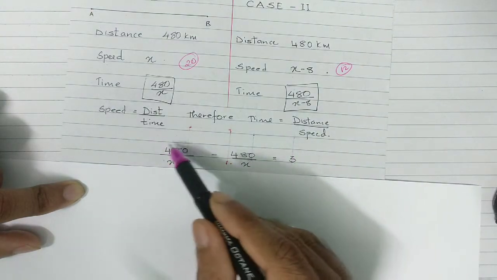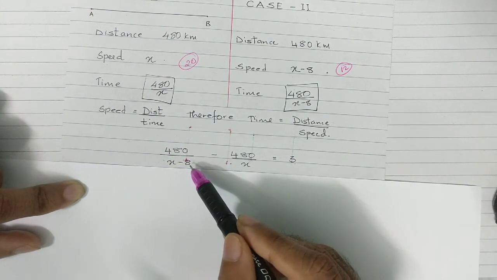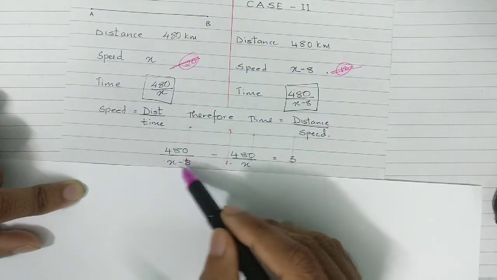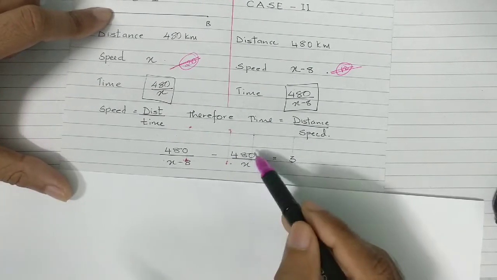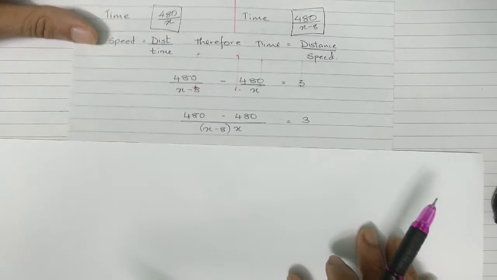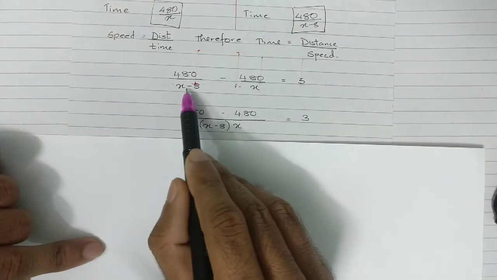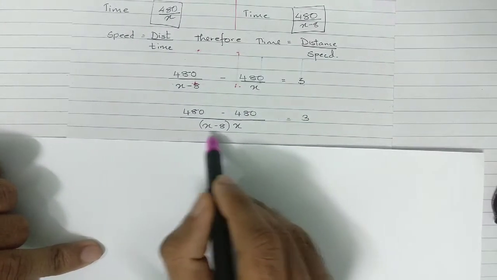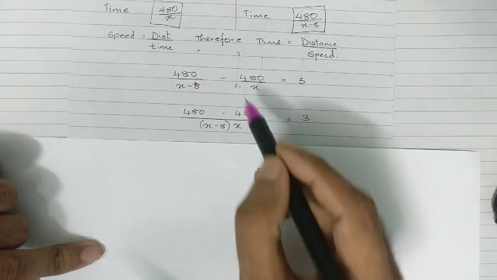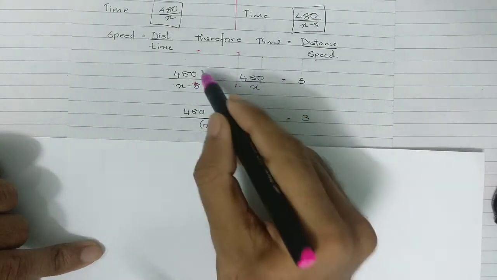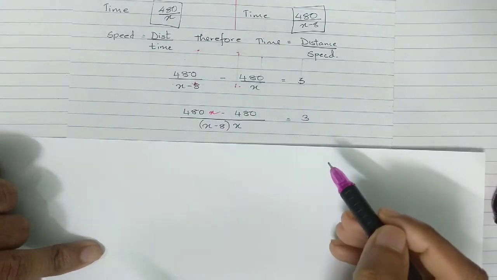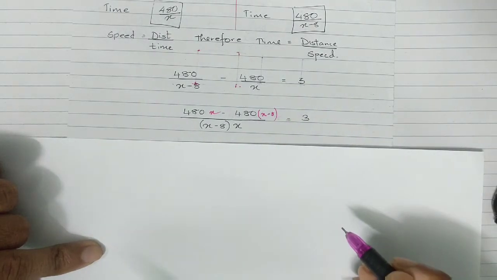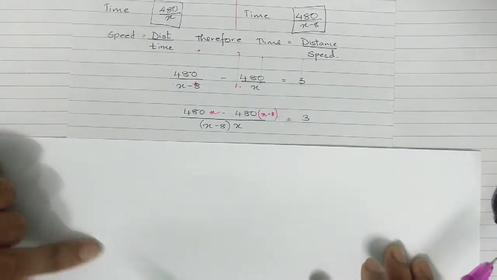So this would become 480 upon x minus 8. Don't consider these numbers at all in the problem, okay? So 480 upon x minus 8 and this. So how to solve this? It's very simple. All I'm doing is finding kind of an LCM over here. So x minus 8 multiplied by x. This is what is done. Then I'll have to multiply x over here. So I'll put x in this place, and this would become x minus 8. Okay, and is equal to 3 on the other side.